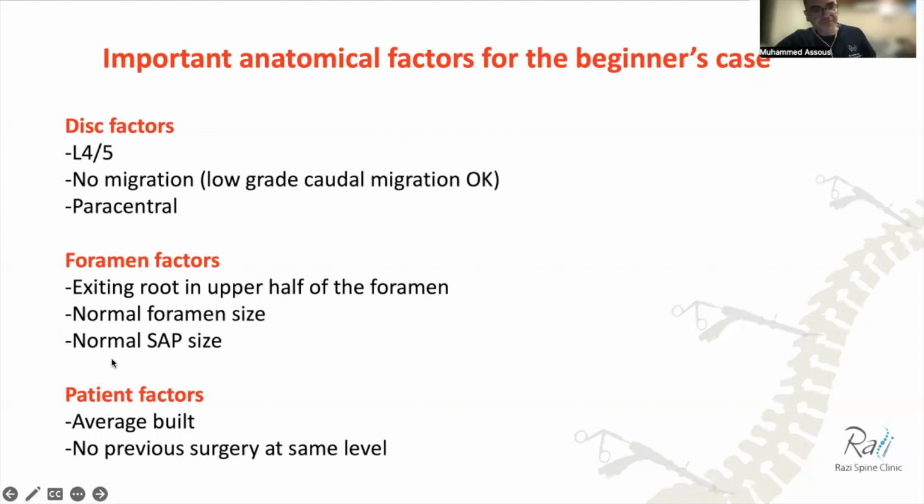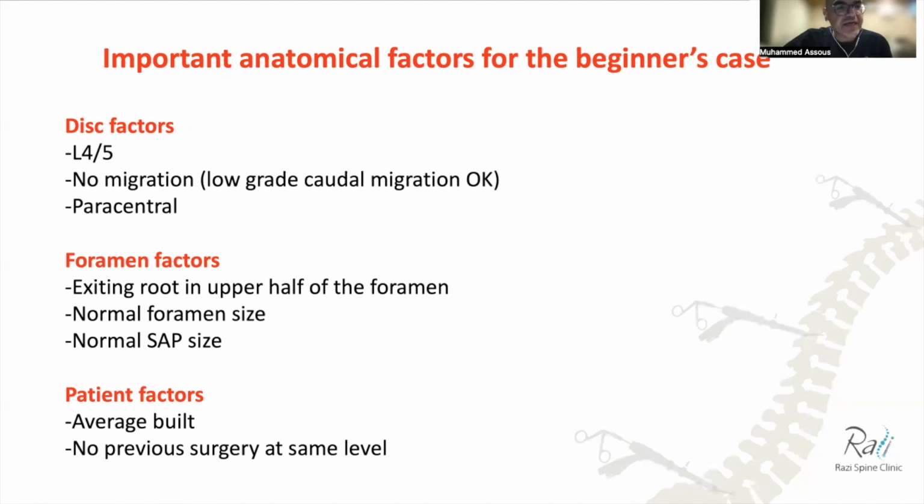SAP hypertrophy has been a reason for people to abandon the transforaminal approach altogether, basically, because you cannot drill in your first cases. This is a totally different skill that you will acquire with time. So normal SAP size is of paramount importance when you select your first few cases.